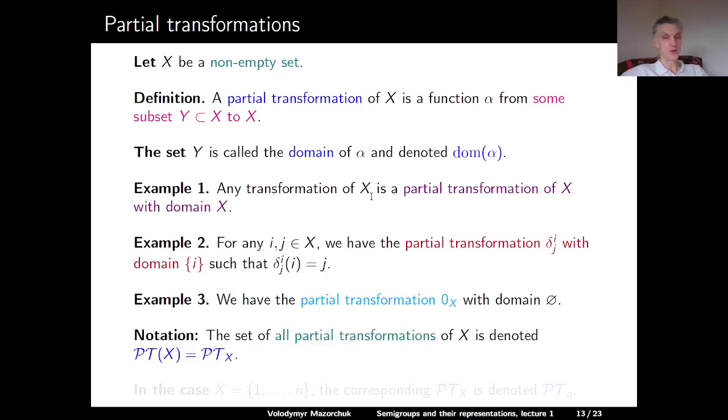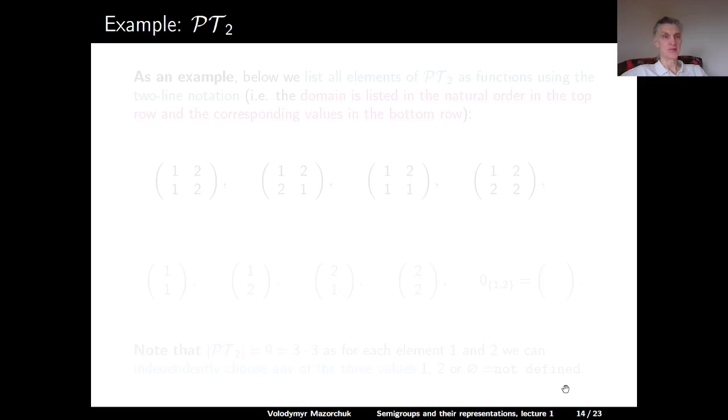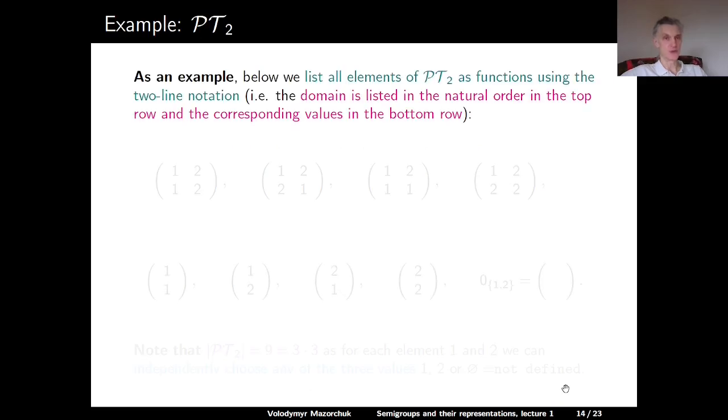Notation: the set of all partial transformations of X is denoted by Pt of X or Pt sub X. And in the case when X is the set 1, 2, and so on up to n, where n is a positive integer, then the corresponding Pt sub X is denoted by Pt sub n. Here is an example of Pt sub 2, so that's all partial transformations on the set 1, 2.